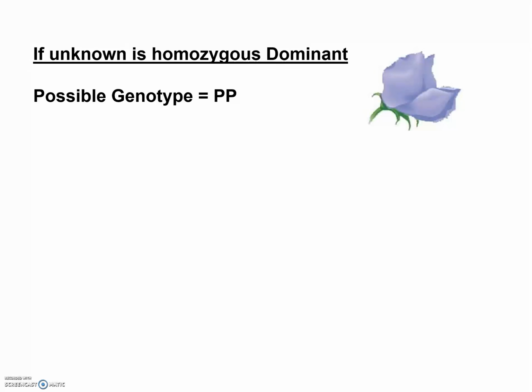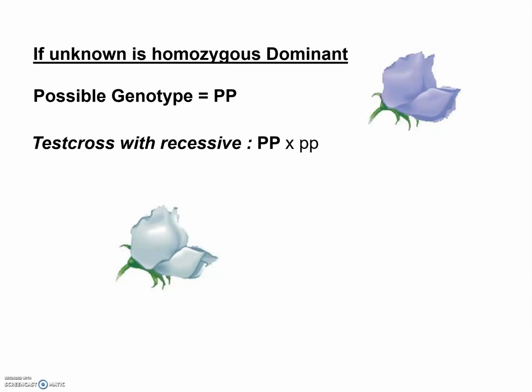Well, if you have a homozygous dominant purple plant, or purple flowers on the plant, the possible genotype here is those two capital P letters right there. And what we can do is do a test cross with a recessive plant. We know what the genotype is for the recessive because by definition they have to have a homozygous recessive in order for that recessive trait to be observed as the phenotype there.